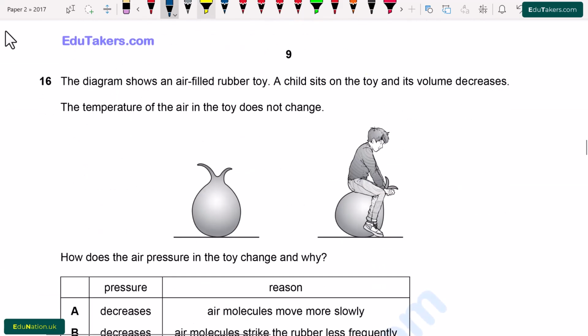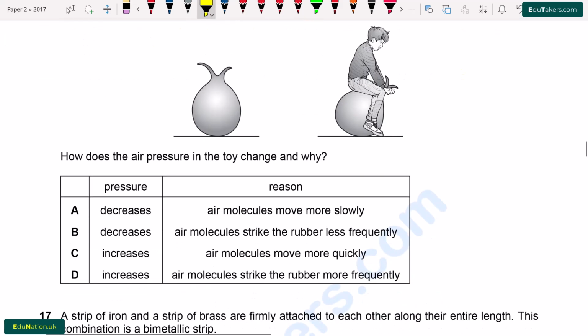Question number 16. The diagram shows an air-filled rubber toy. A child sits on the toy and its volume decreases. The temperature of the air in the toy does not change. Here the temperature remains the same, but the volume decreases. How does the air pressure in the toy change and why? Pressure and reason. Option A, decreases, air molecules move more slowly. B, decreases, air molecules strike the rubber less frequently. Option C, increases, air molecules move more quickly. D, increases, air molecules strike the rubber more frequently.